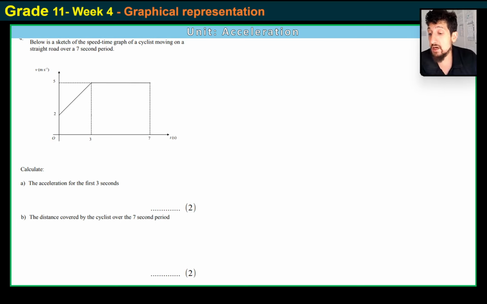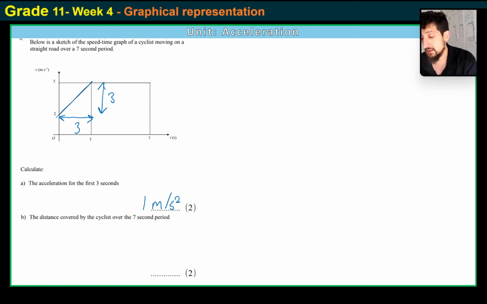Below is a sketch of a speed-time graph of a cyclist moving on a straight road over a 7-second period. That's velocity, and that's time in seconds. So it's velocity-time, therefore the gradient means acceleration. The acceleration for the first 3 seconds is what? They want the gradient of this line. How do I do it? Remember, it's y over x, rise over run. But I'm only interested in this rise. Don't go all the way down. Why not? Because it's not this. It's only this. So it's rise over run, which is going to be 3 on this side and 3 on this side, 3 over 3, which is 1 meters per second squared.